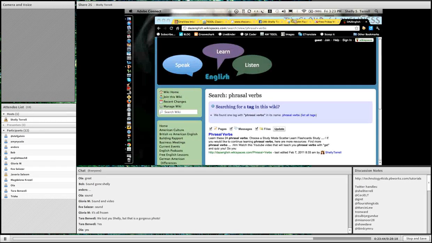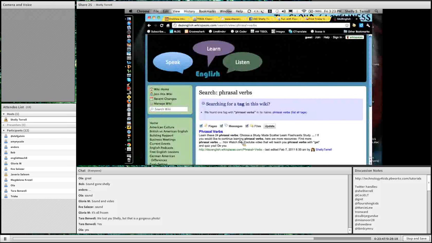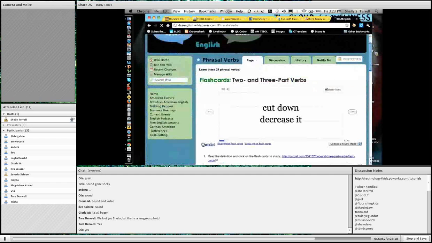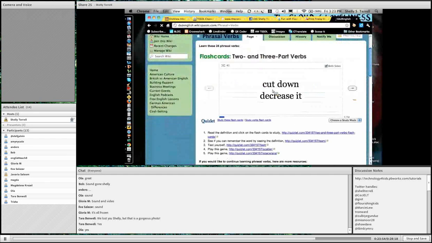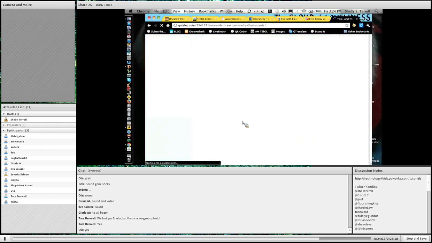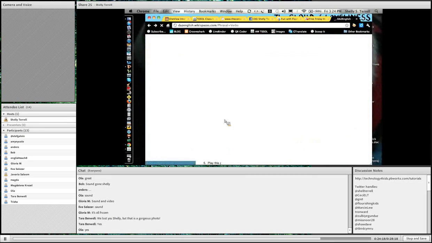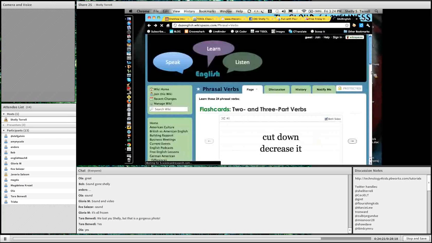So this is my wiki that I used with my adults. And this is how I use Quizlet with that wiki. You can see where they have the two and three part, and this is what it looks like on the website. And then they can study the different types of phrasal verbs. Get back at, get revenge against. So they can study these flashcards here, or they go to the Quizlet website, or they can simply do it right here.